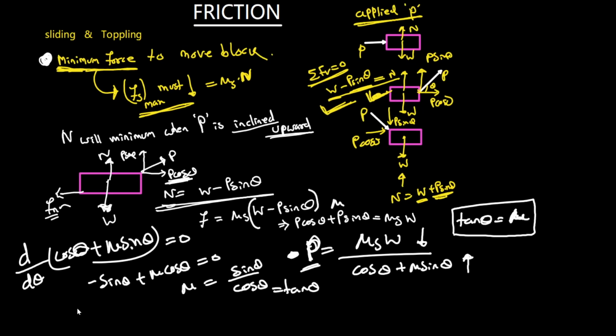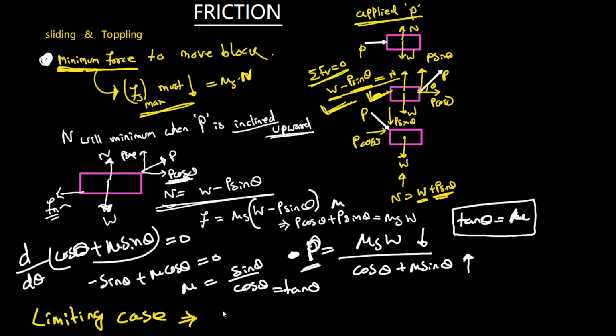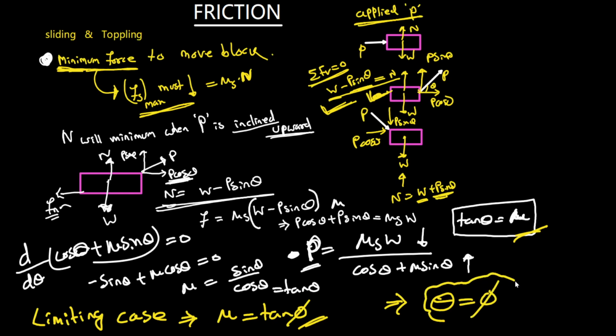and now I'm comparing for the limiting case. For the limiting case, mu is equal to tan phi. So from these two, I can write theta is equal to phi. So this is theta, the angle of inclination of the force. You can apply it inclined upward at an angle theta, and that theta must be equal to phi. So you got the limiting case.